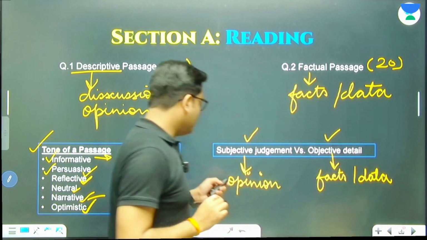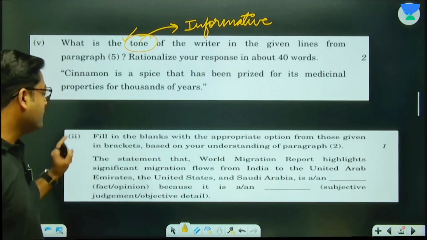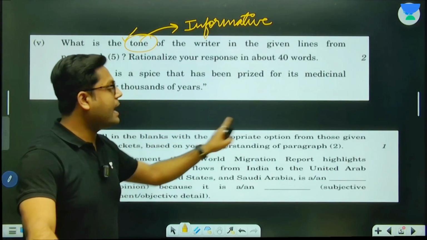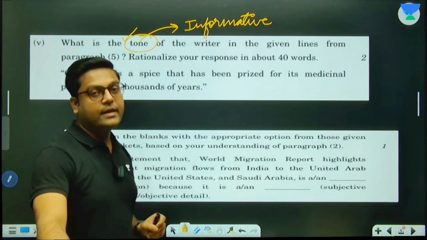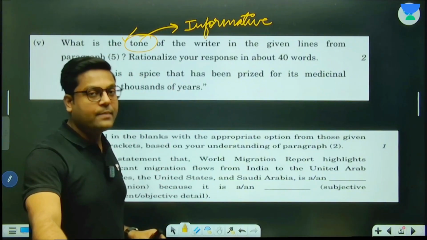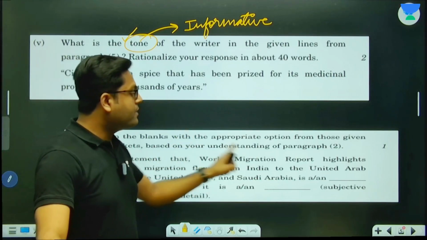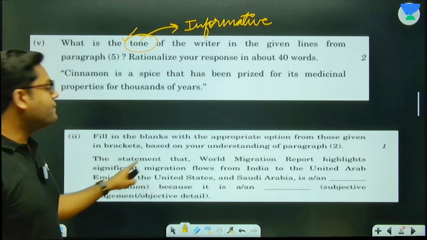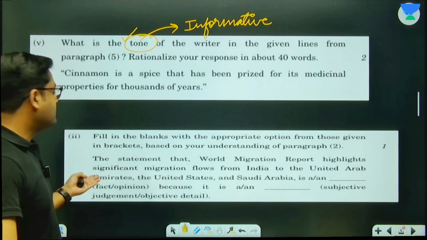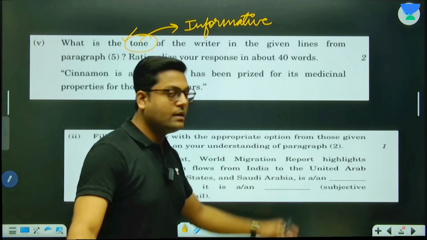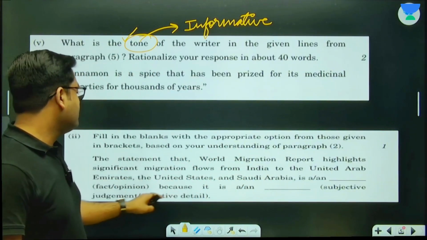So let us consider one PYQ. In this particular question from last year, it has been mentioned to fill in the blanks with the appropriate option from those given in brackets based on your understanding of paragraph 2. Now we don't have the entire paragraph, but we can understand from this part only the statement that the World Migration Report highlights significant migration flows from India to the United States or the United Arab Emirates as well as Saudi Arabia. Is it a fact or is it an opinion?